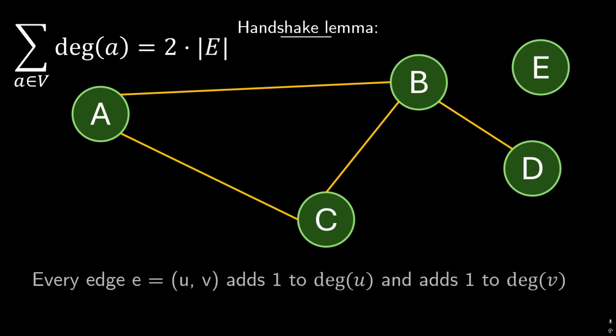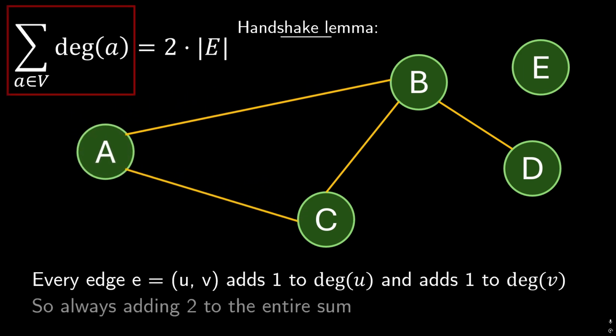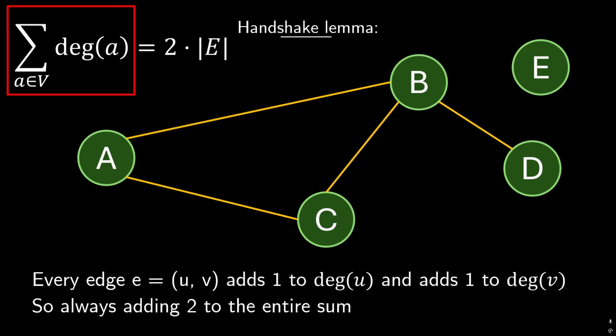Every edge connects two vertices, let's say U and V. The idea is that every edge that comes into the graph adds 1 degree to U and 1 degree to V, right? Since we're summing up the degrees of all of the nodes, we're always adding 2 to the entire sum. So every edge adds 2. Since we have the size of set E number of edges, 2 times the number of edges is basically the correct sum, right? So this is the handshake lemma.